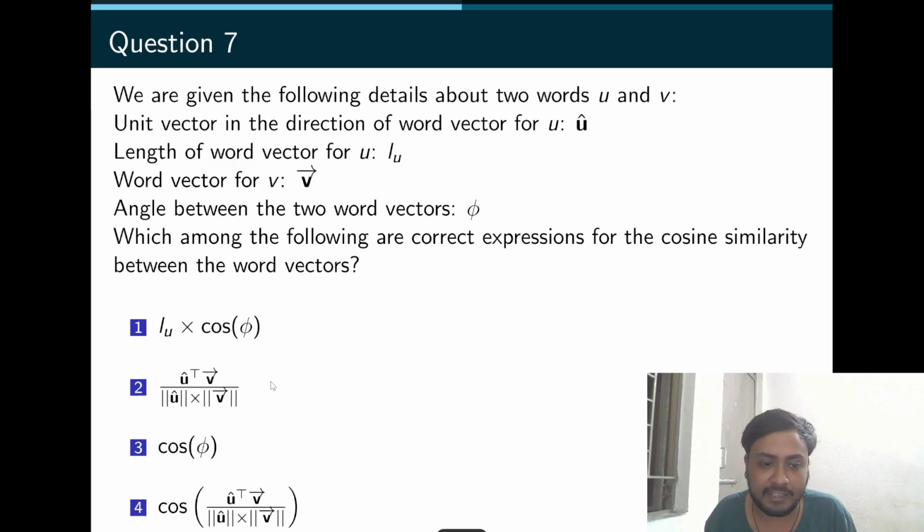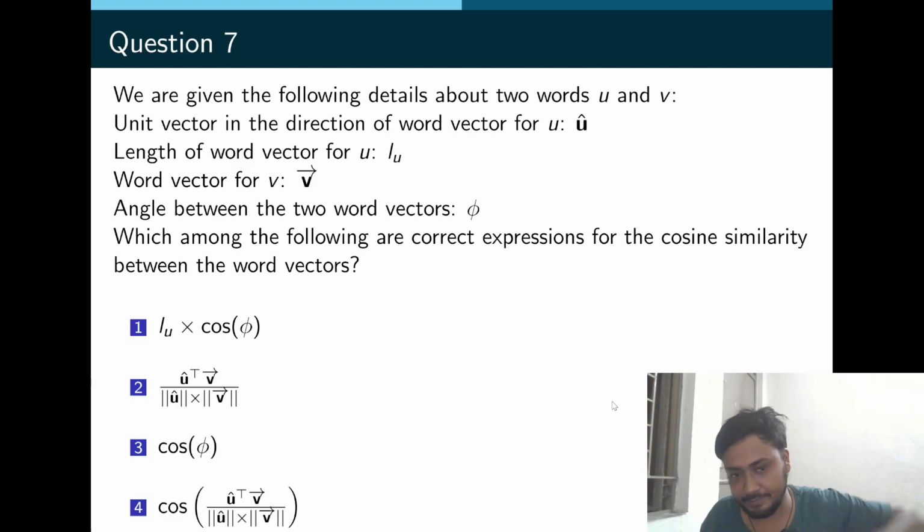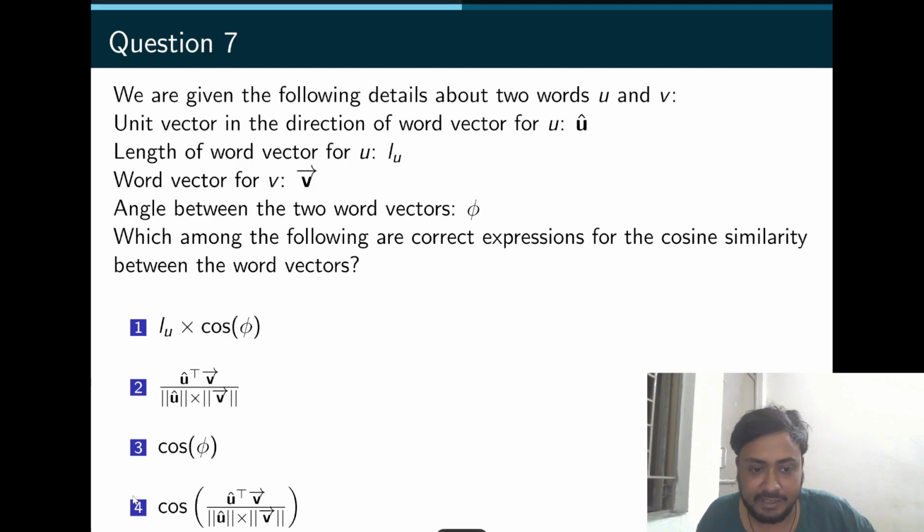So you have to find cosine similarity between word vectors of u and v. More than one expression from this list can be correct. So can you tell which are the expressions which are correct? I hope you can see the second one. It is basically u hat transpose into v arrow divided by the norm of both, like the mod. And the fourth option is cos of the same thing written in option 2. So yeah, please take a guess which are the correct answers. More than one can be correct over here.